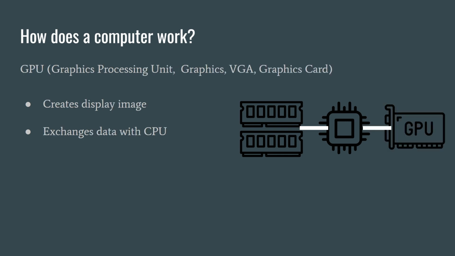Okay, so next up we have the GPU, which is the graphics processing unit. Some people just call it graphics or graphics card or video card or VGA. You'll hear it called a lot of different names, but it is in charge of creating the display image. So the CPU will send data to the GPU saying like, here's some text I want you to show on the screen, but the GPU is actually in charge of converting the data it got from the CPU into literal pixels that then get sent to your monitor so you can see. So its sole job is to make that display.